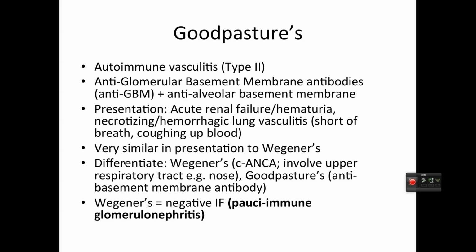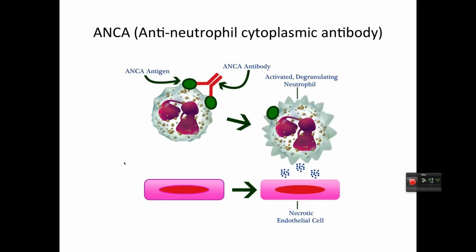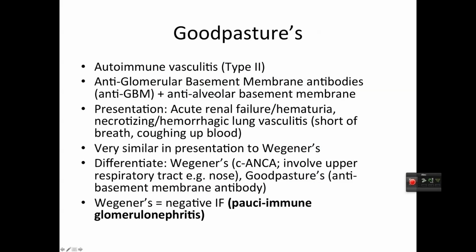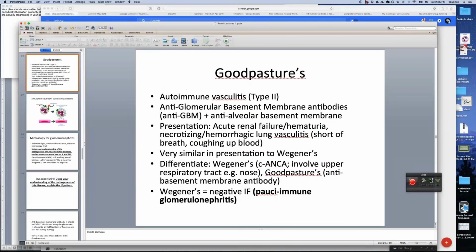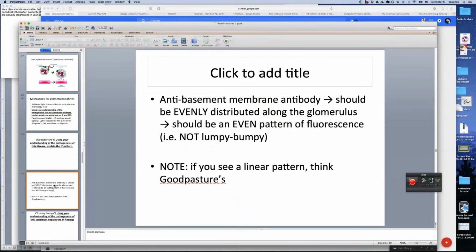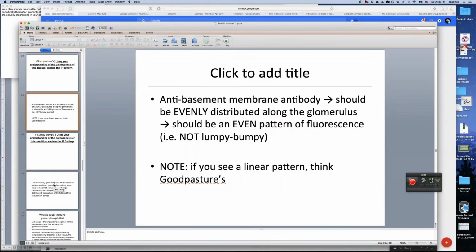Okay, so if you were to stain the kidneys in someone who has Goodpasture's, what would it look like? Would it look lumpy bumpy or linear, and why? Linear. Okay, so why would it look linear? Along the basement membrane. Yeah. So basically you have antibodies that are going against the entire basement membrane. It's hitting the entire basement membrane, so it's going to be evenly distributed, right? Not lumpy bumpy. In general, if you see a linear pattern, you should think Goodpasture's. There's nothing else that looks like this, at least for Step 1.